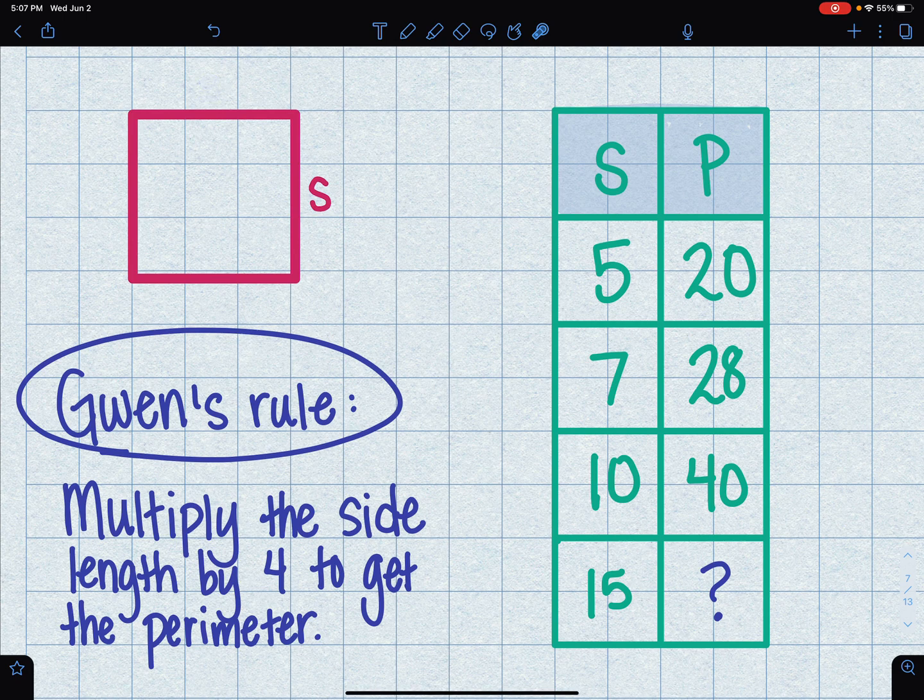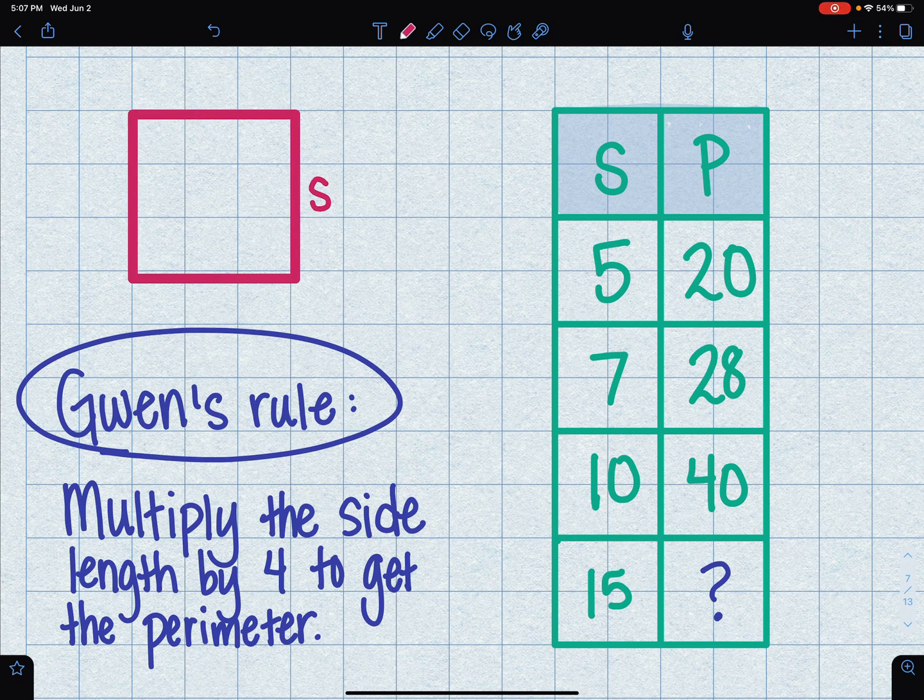It's an equilateral polygon, right? So S is the same wherever. So if you know one S, you know what the length of every side is. Okay, so she thought of a rule that used the length of a side of a square to find the perimeter of the square. Now, how would you find the perimeter of this square, right?